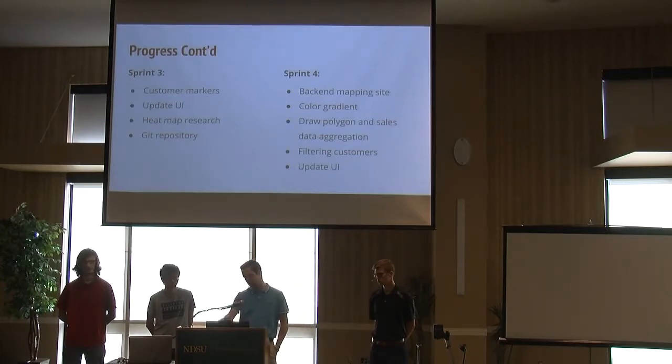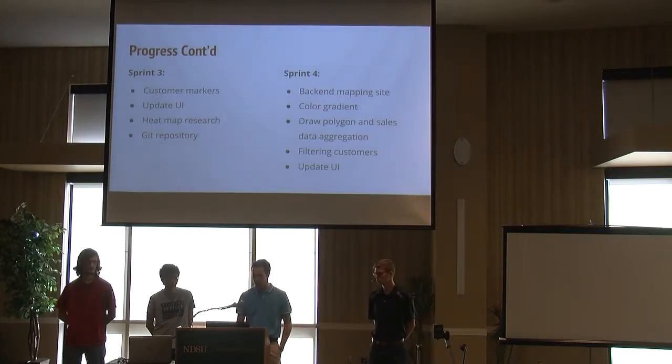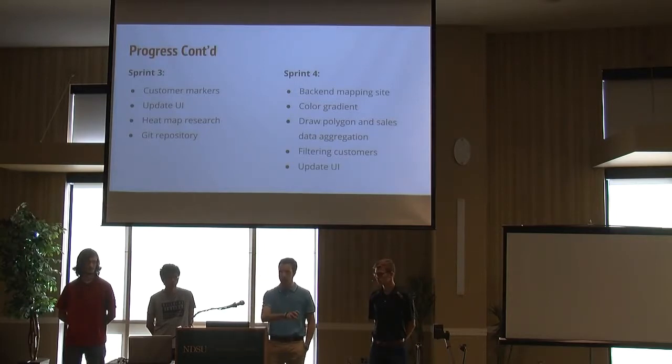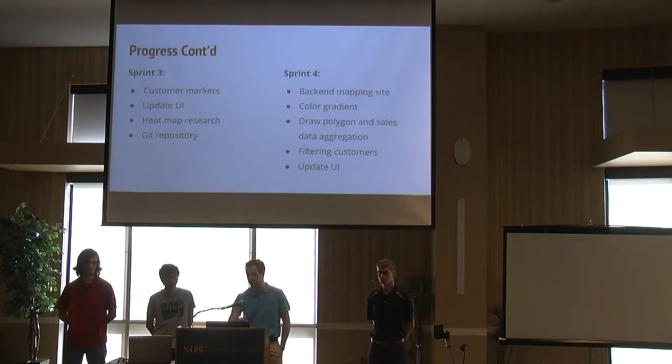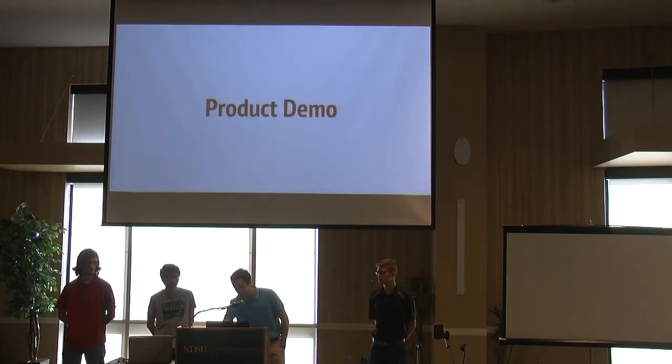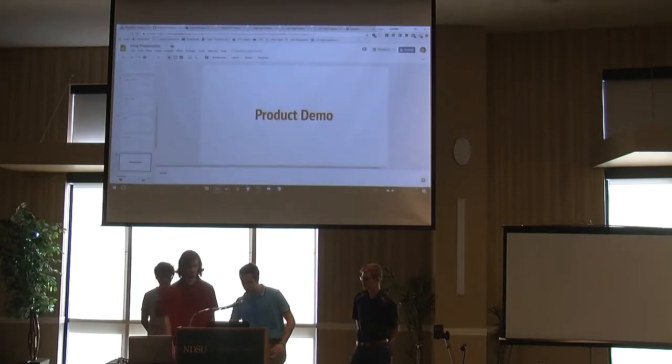And then we were finally able to implement our sales tool with the polygons, and then actually add some filtering, so you can filter by state, by top 100 customers, top 50 customers, whatever you want. And then finally updated our UI to show those changes. So Jesse will have a demo here. Give us a moment.